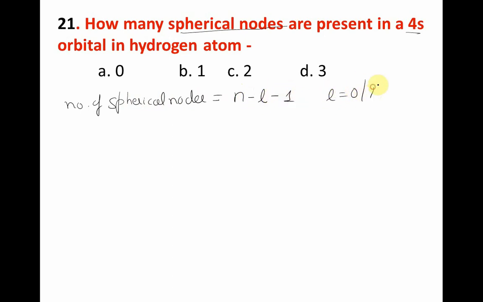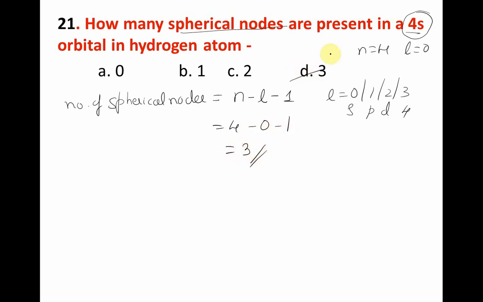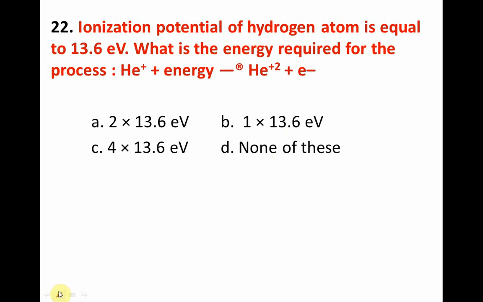If l is equal to 0, 1, 2, 3 for S, P, D, F. Here n value, according to this, is equal to 4 and l is equal to 0. Therefore, substitute here: 4 minus 0 minus 1, that is equal to 3. Question is very simple now.